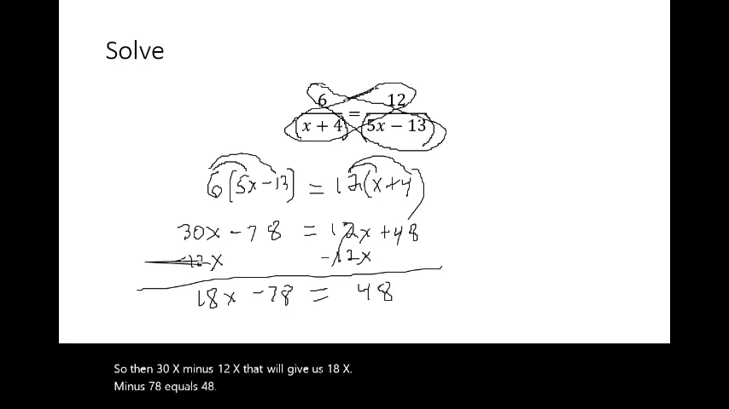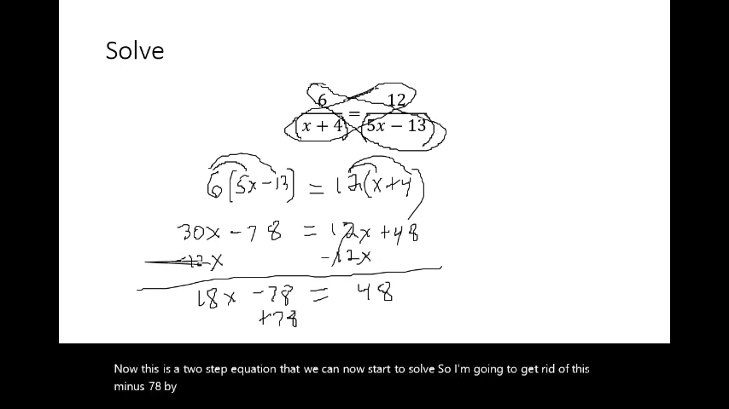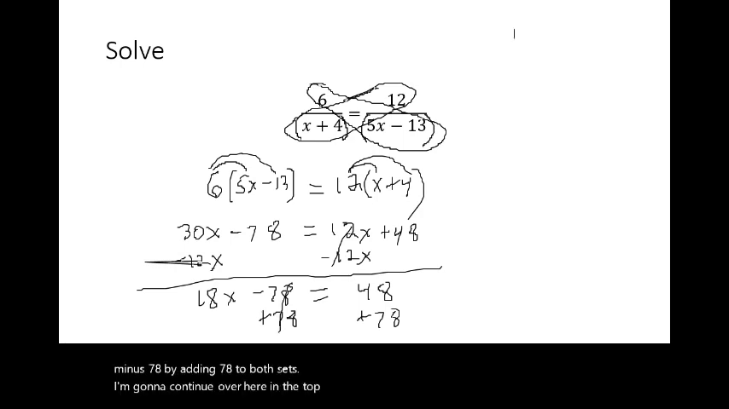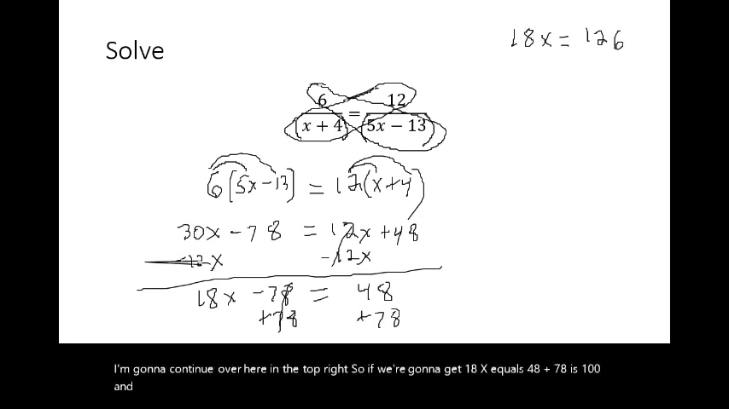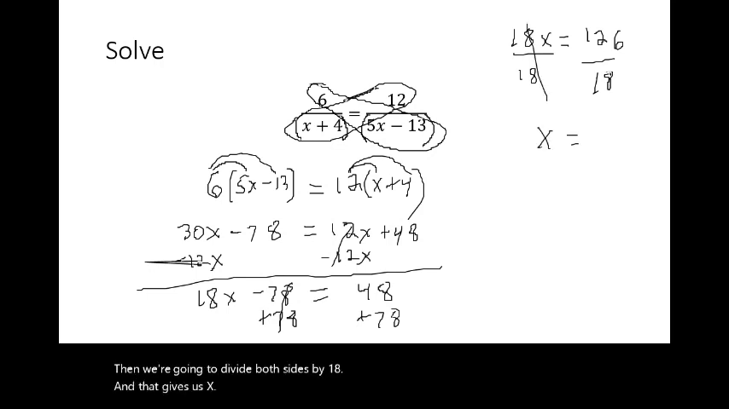Now this is a two-step equation that we can now start to solve. So I'm going to get rid of this minus 78 by adding 78 to both sides. I'm going to continue over here in the top right. So we're going to get 18x equals 48 plus 78, which is 126. Then we're going to divide both sides by 18. And that gives us x equals 7 for our final answer.